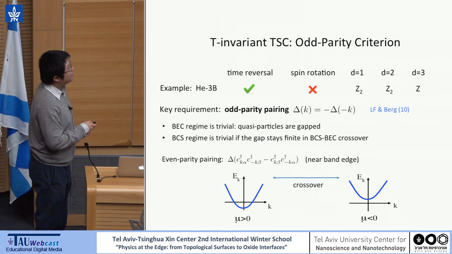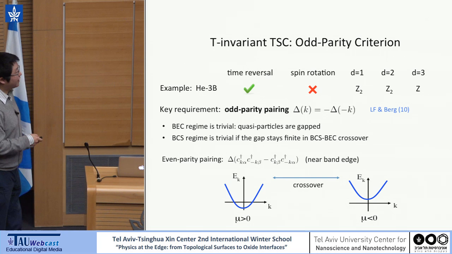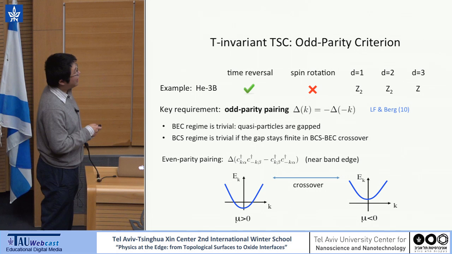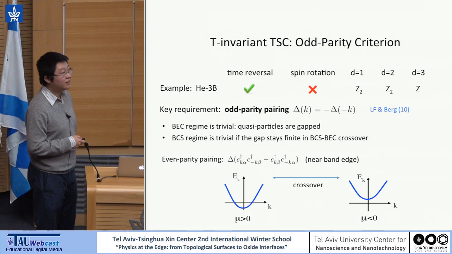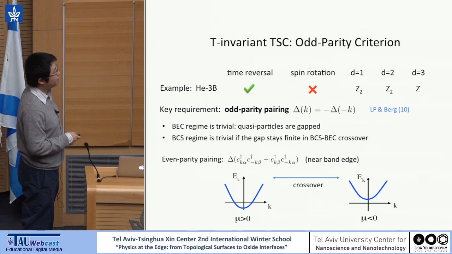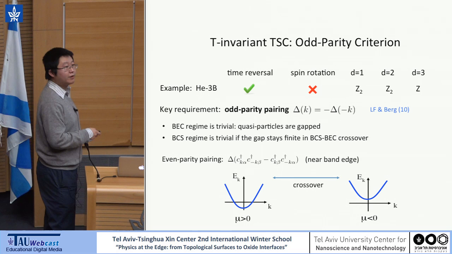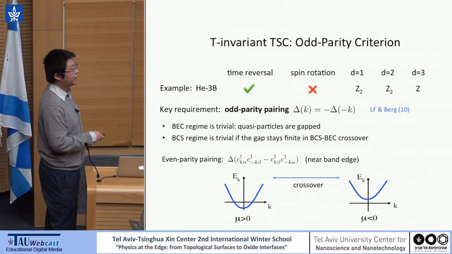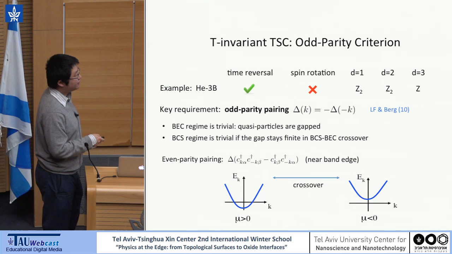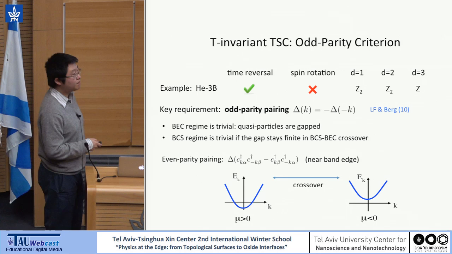The reason that this odd parity pairing is crucial can be understood using an intuitive argument. If we have an odd parity order parameter, it has to vanish at k equals 0. This means that there's a gap closing phase transition between the BCS regime and the BEC regime. This transition is described in BCS theory as the lowering of the chemical potential from the BCS side until it hits the bottom of the band and then drops below. When the chemical potential is below the bottom of the band, this describes a strongly bound Cooper pair. This is the BEC regime, and this regime is always topologically trivial because there are no gapless quasi-particle excitations anywhere in the system, neither in the bulk nor on the boundary. So the BEC regime, by definition, is topologically trivial.